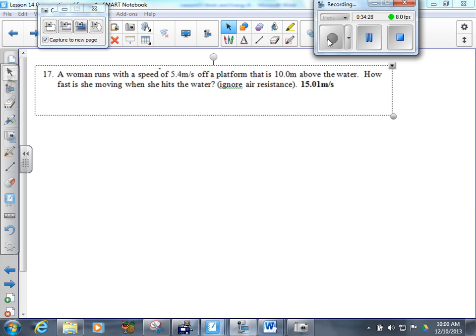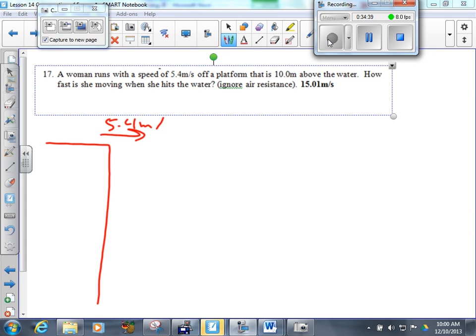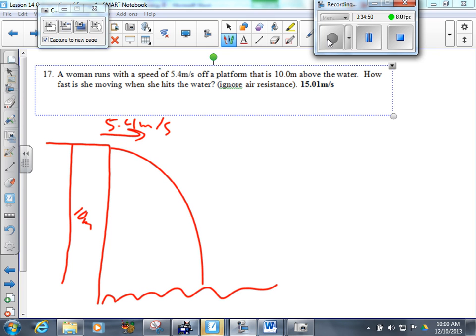So let's quickly have a look at 17 before the bell goes. This woman runs off of a diving platform, which is essentially like running off a cliff, at 5.4 meters per second. It's a 10-meter diving platform, the standard high diving platform. We want to figure out how fast she's going when she splashes down into the water. Is this pretty much the same as the last question? In fact, other than the numbers being different, the method is exactly the same. She has no potential energy when she strikes the water because that's a height of 0.